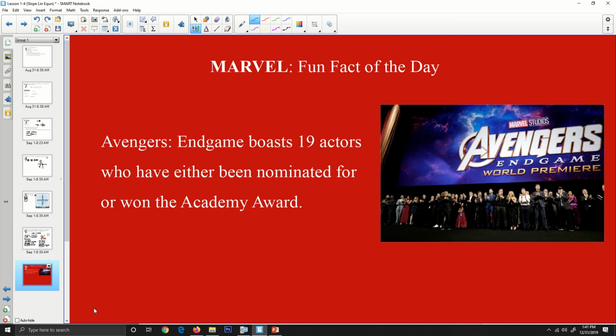So the Marvel fun fact of the day: Avengers: Endgame boasts 19 actors who have either been nominated for or won the Academy Award. That's quite a bit.